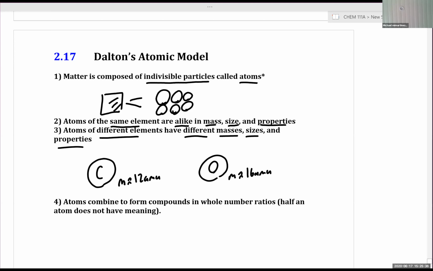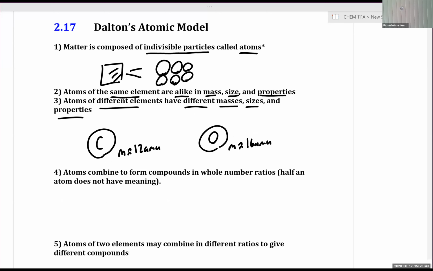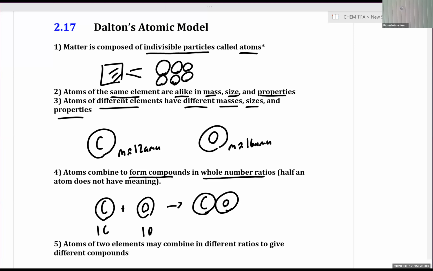Further, each of these atoms have dramatically different reactivities and react with other elements and compounds in dramatically different ways. We've discussed previously that atoms combine to form compounds in whole number ratios. So for example, 1 carbon atom reacting with 1 oxygen atom to generate carbon monoxide. There's no such thing as half an atom. An atom loses its properties and reactivity if you cut it into its component particles.